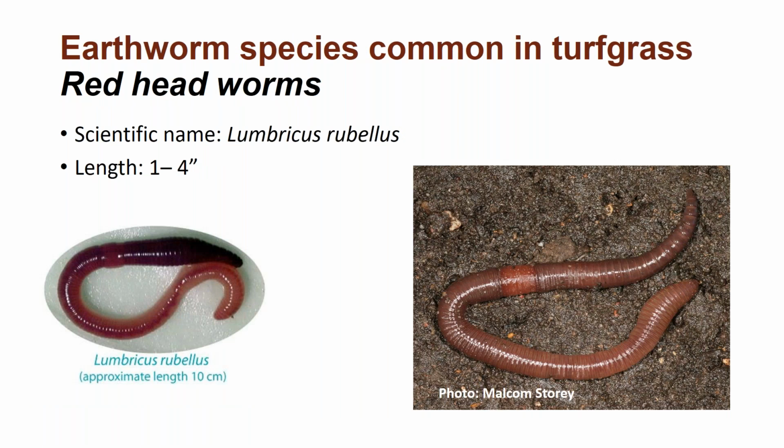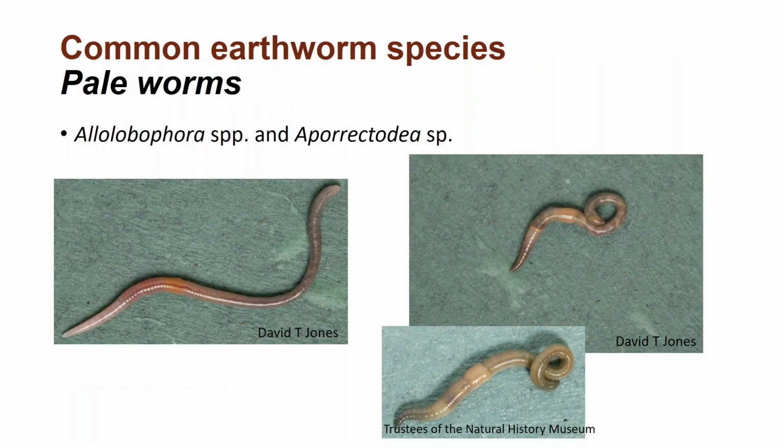Another species is the redhead worm, or Lumbricus rubellus. Sometimes they call it the rat crawler. It's very similar to the previous one, a little bit smaller. Unlike nightcrawlers, which usually make deep burrows, this one doesn't create that deep burrow. It usually feeds on the litter on top.